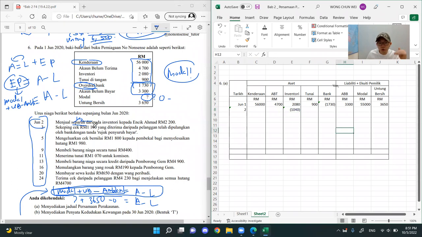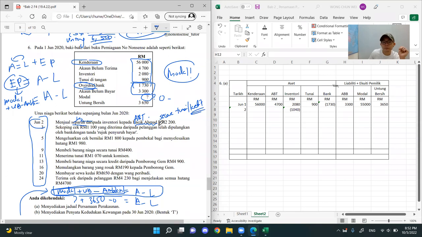Okay? And when you draw kepada Encik Ahmad, now, for this kind of question, they didn't say if it is a secara tunai or secara credit. But when you see kepada Encik Ahmad, ada nama kat situ, so normally kita anggarkan sebagai account belum terima, meaning it's secara credit. Okay, please take note. So ini kepada Encik Ahmad ABT. So here in my ABT, I add how much? Berapa yang kita jual? We sell for 2,200 ringgit. In the ABB, 2,200. Alright, so the inventory is just 1,040 ringgit.